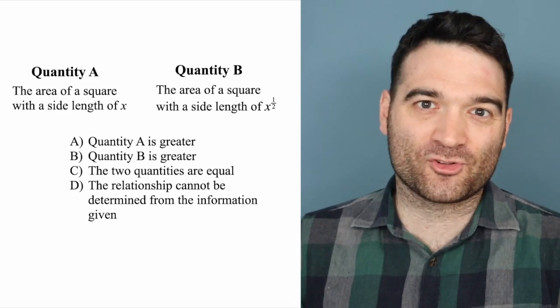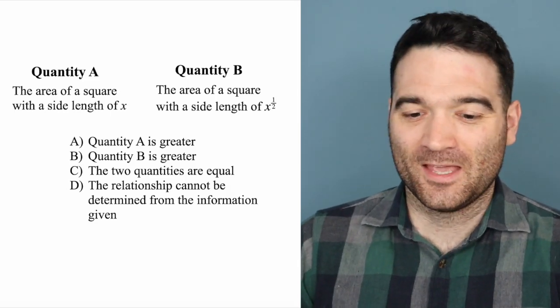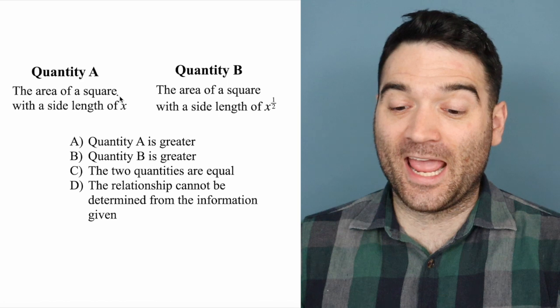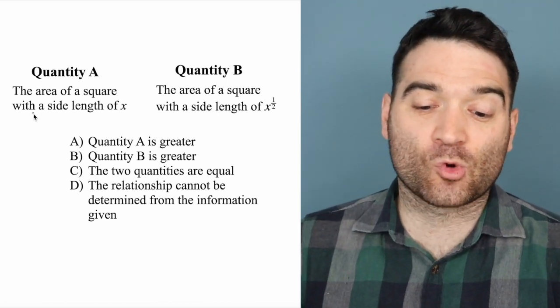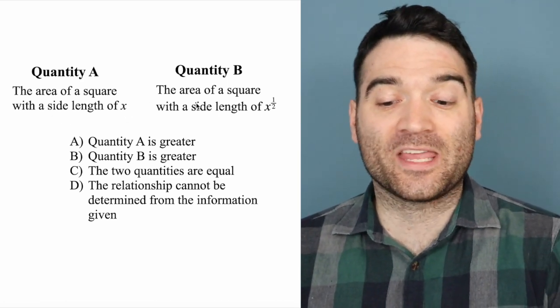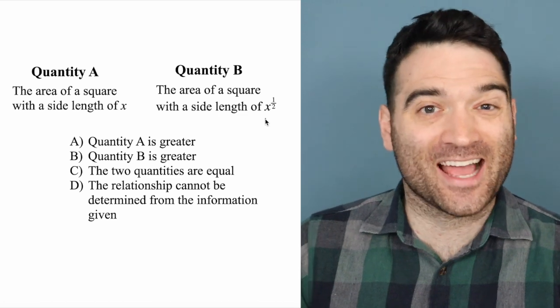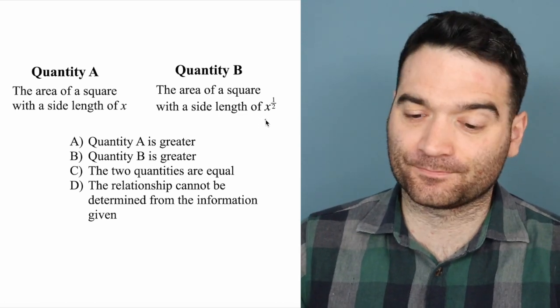Here's a GRE geometry question. Let's take a look. So we have two quantities here that we're comparing, quantity A and quantity B. The area of a square with a side length of x, or the area of a square with a side length of x to the power of 1/2.